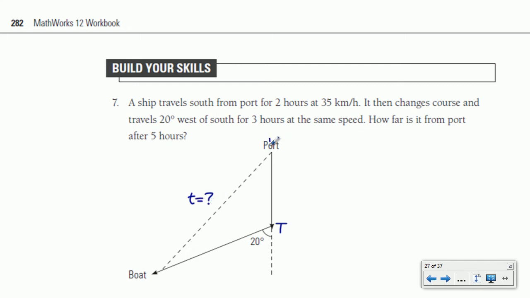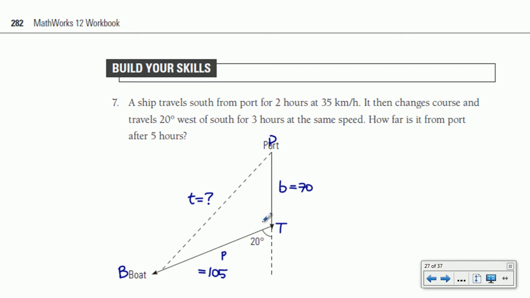So we might as well call this angle p, and this side p, and this angle b, and this side b. So at the moment we don't know any side lengths for this triangle, but we can figure them out because it travels 35 kilometers per hour for 2 hours on this leg. So in 1 hour it travels 35 kilometers, and in 2 hours it travels twice that, so 70. And similarly we can figure out what p is. It's gone for 3 hours at this speed, so that makes 105 kilometers.